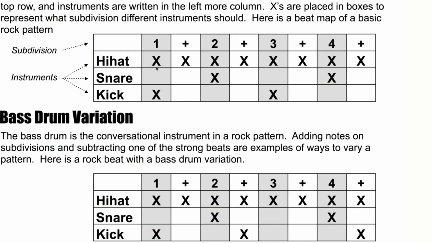Now, the snare drum plays usually on just beats 2 and 4, and that's called the backbeat. It could play on just beat 3, and what that does is it creates a halftime feel. But for this challenge, I just want you to play 2 and 4.